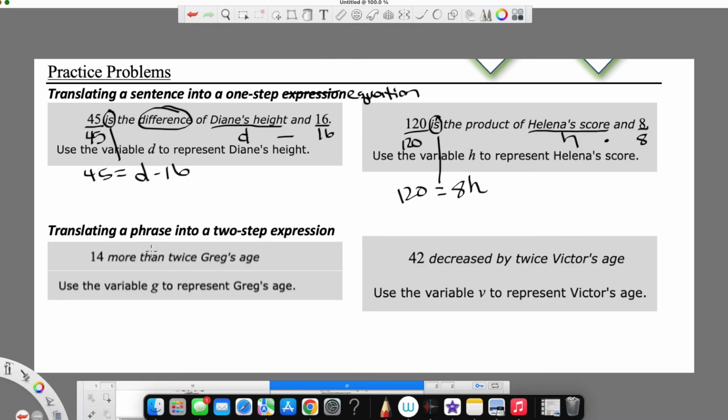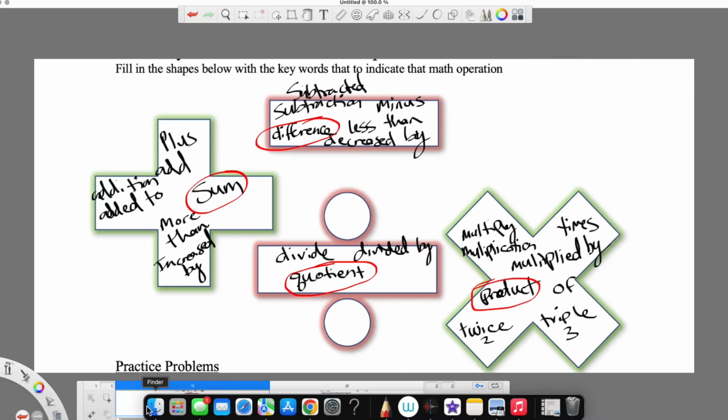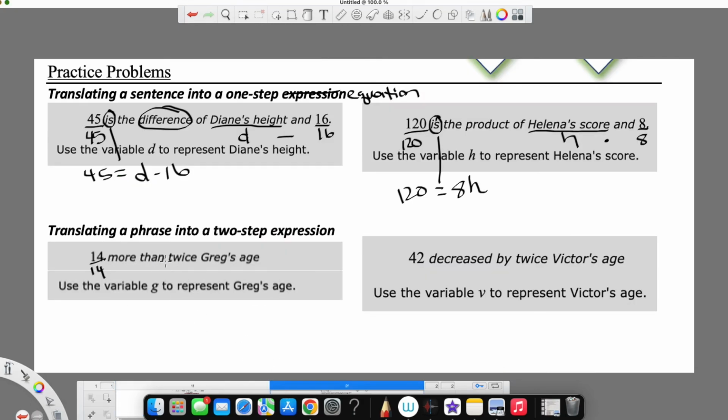All right. Translating a phrase into a two-step expression. So this time we do not have an equal sign. We just have one side like this. That would be an expression. So we're only going to have one side. We're not going to have the equal part. So 14 more than twice Greg's age. So "more than", again, if we go back over here and we look for "more than", here it is right here. I wrote it in the plus section. So I know I'm going to add the next couple pieces. So "more than" tells me I'm adding.